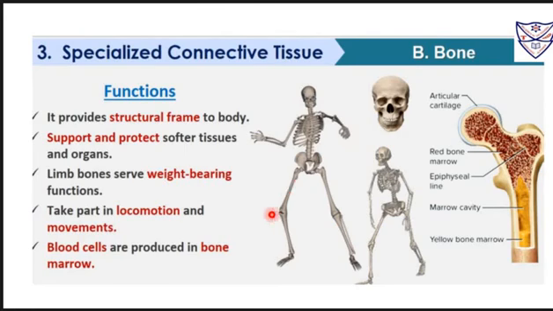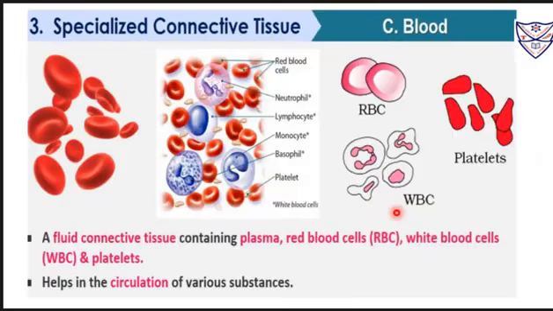Limb bones serve weight-bearing function. Our limbs carry the weight of our entire body. They take part in locomotion and movement. We move because of them. Blood cells are produced in bone marrow, right? So all the blood cells, RBC, WBC, platelets will be produced from the bone marrow.